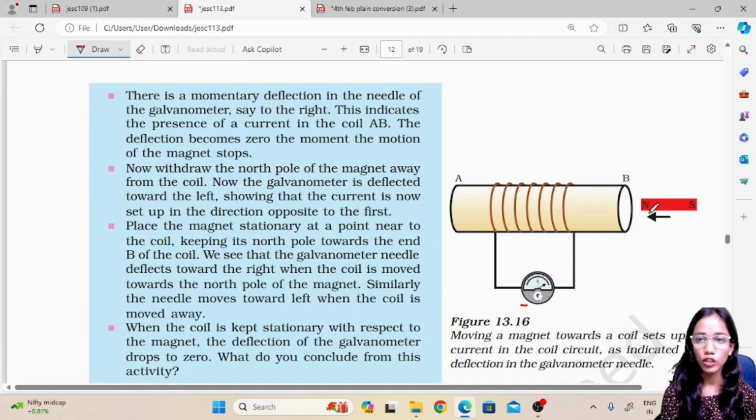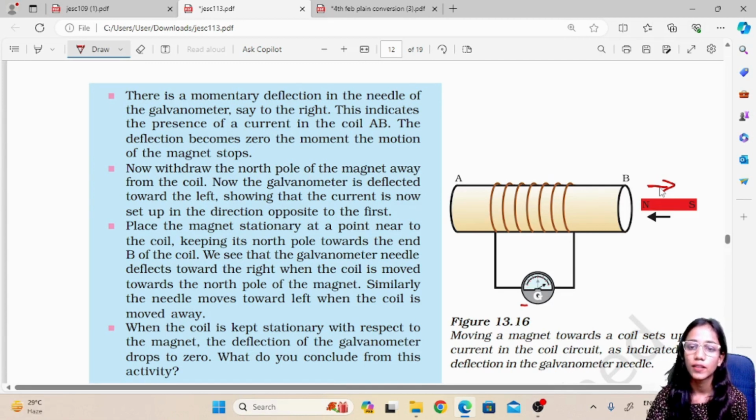Now the north pole was withdrawn, taken away from the coil. Okay, now the deflection was seen on the opposite side. When it was withdrawn, the deflection was seen towards the other side. When it was taken in front, it was on the opposite side. Now if you just place the magnet over here stationary without moving it, there is no deflection seen.